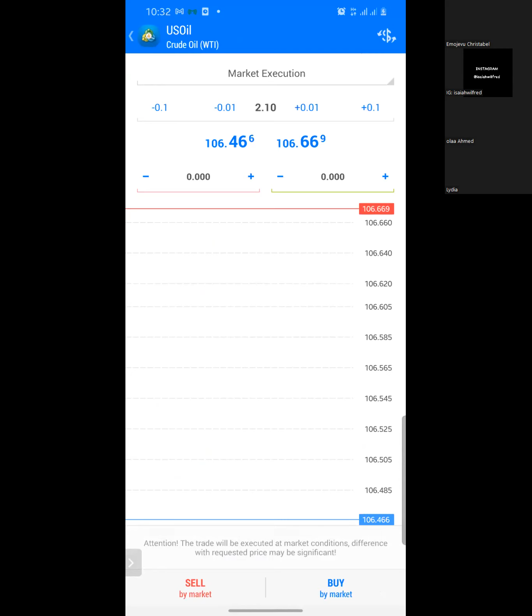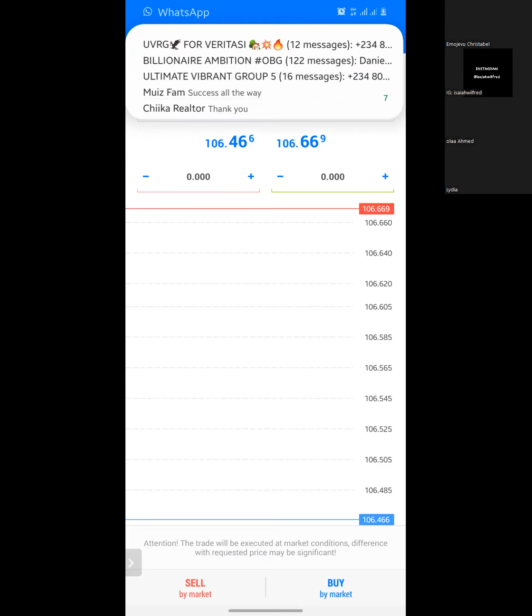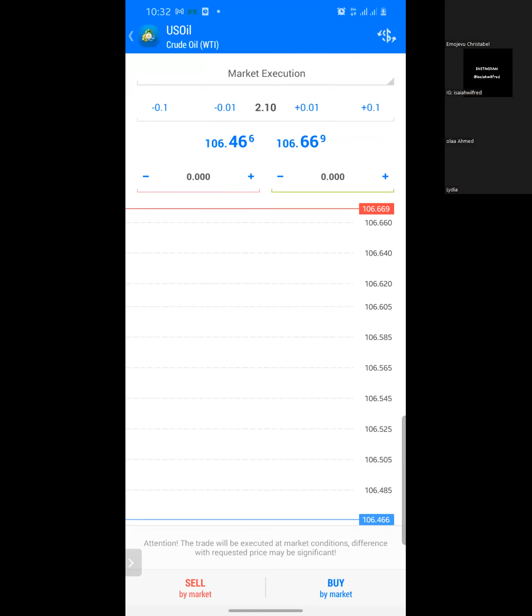106.466, and we also have 106.669. Now, a lot of people will be confused. Which one is the price I'm supposed to be looking at? If you're using your Android devices, the number directly above the buy by market is your buy price. That's the price you're supposed to be looking at.